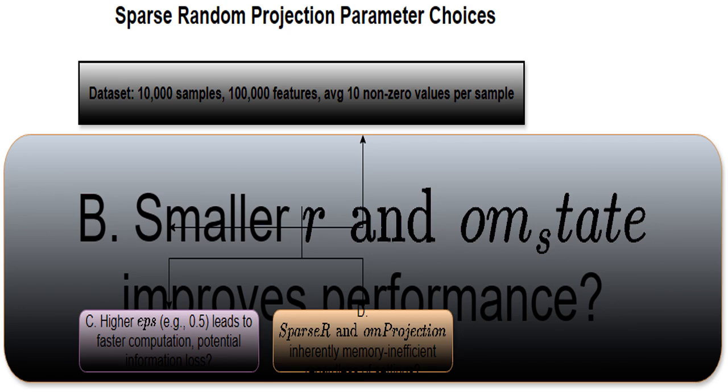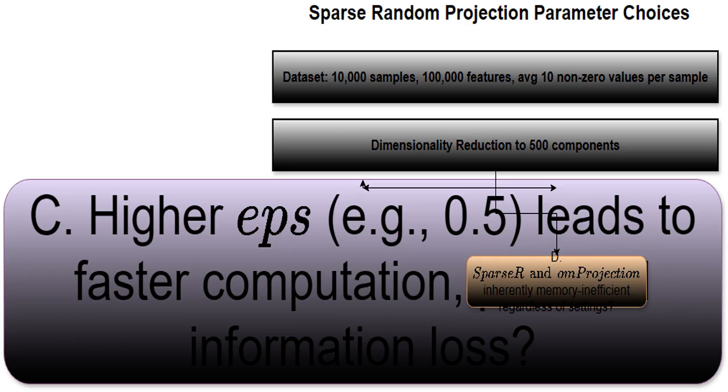This explores the trade-off between speed and accuracy when adjusting the epsilon, EPS, parameter, which controls the density of the random projection matrix. A higher EPS value leads to a sparser matrix. Thus, fewer computations are needed, which makes it faster. However, more sparsity means some information might be lost. It's a balance, speed versus accuracy.